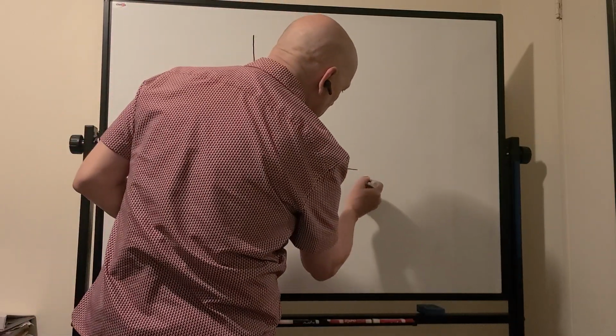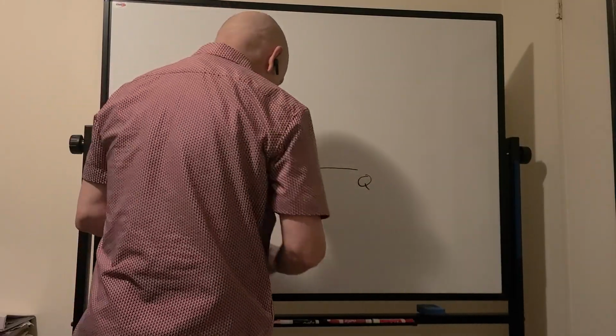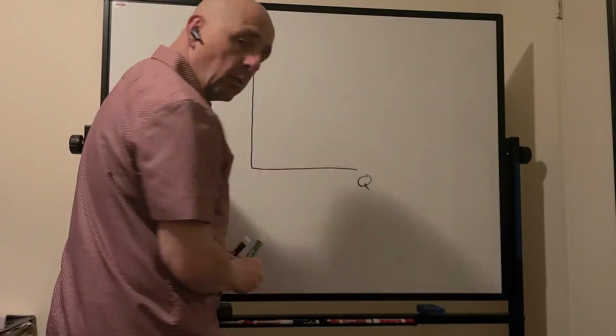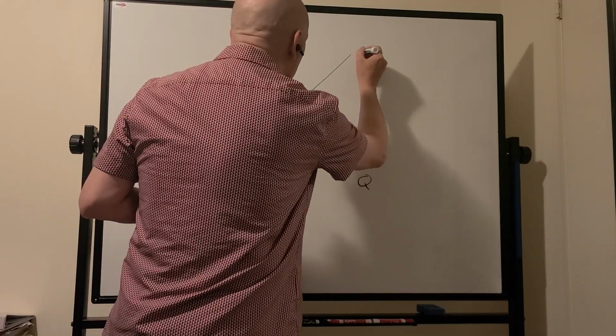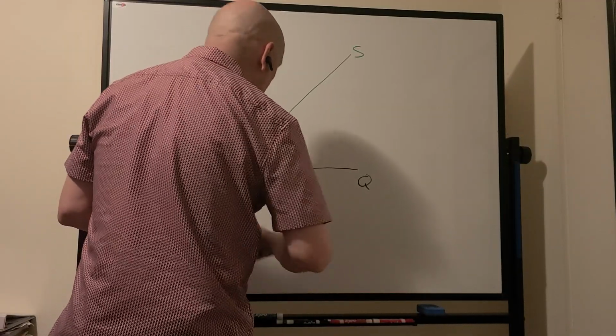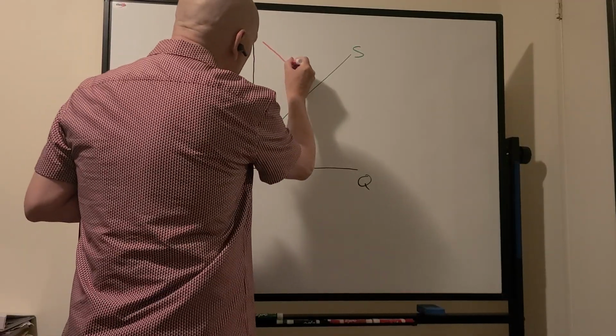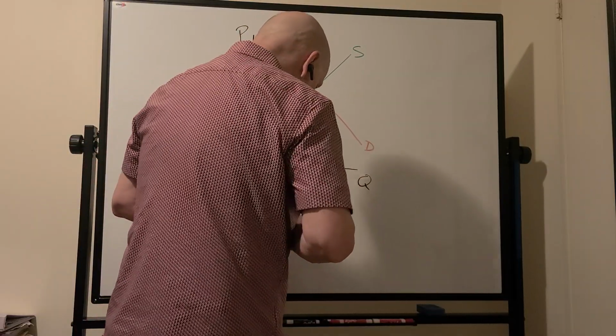Okay, so here's our quantity, here's our price. And we'll try to keep it color coded here nicely. So here's our supply curve. And here's our downward sloping demand curve.